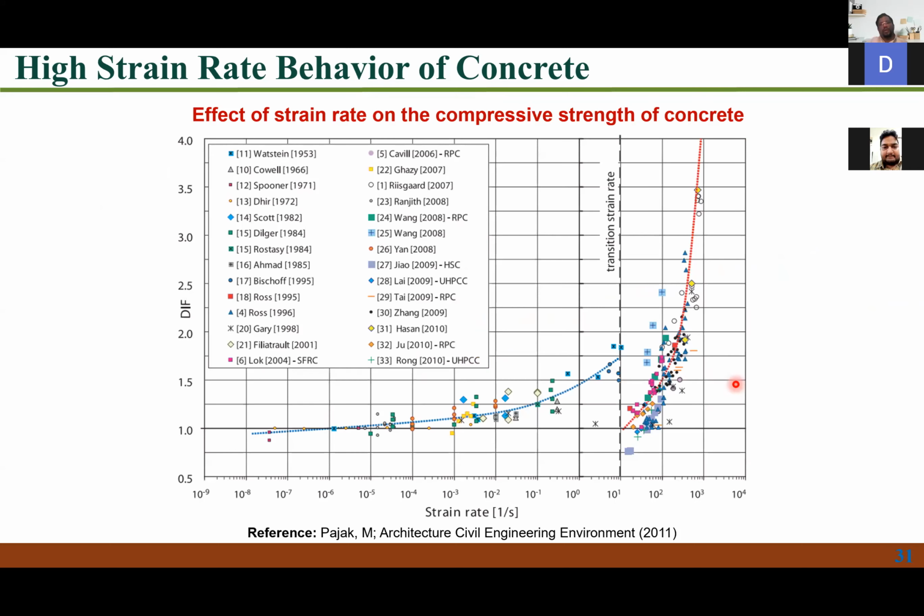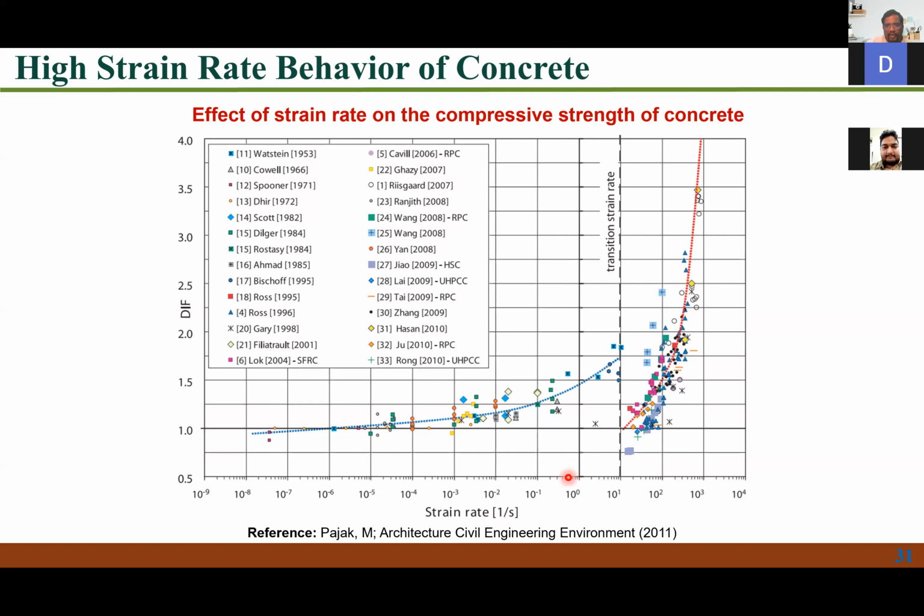And people have also tested different concrete and given these dynamic increase factors. You can see here, like I said, if you are in the slow regime, 10 to the power of -5, 10 to the power of -4, or 10 to the power of -3, the ratio, the dynamic increase factor, is very close to 1. That means if I am applying strains at a very low rate, there is no increase in strength. Whether I apply 10 to the power of -5, -4, or -3, more or less it lies close to 1.